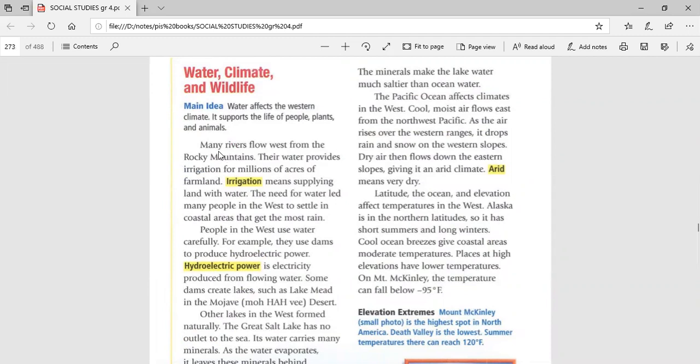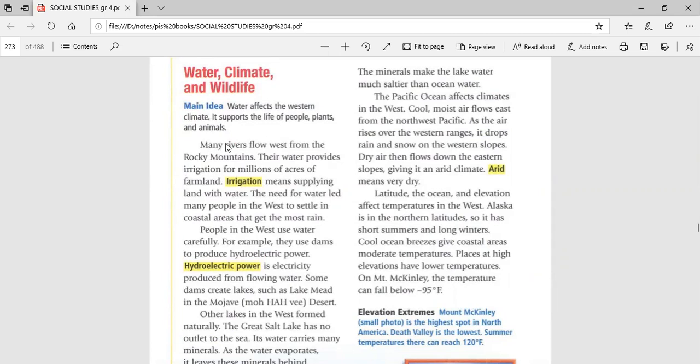You know that the West has many rivers, and the rivers work as a source of irrigation. What is the meaning of irrigation? Irrigation means supplying land with water. When I give water to the land, it's called an irrigation system. Again, irrigation means using the water of rivers in farming, or supplying land with water for farming.